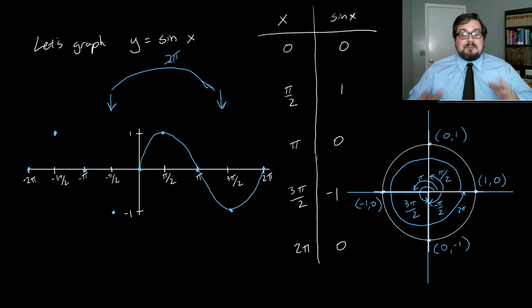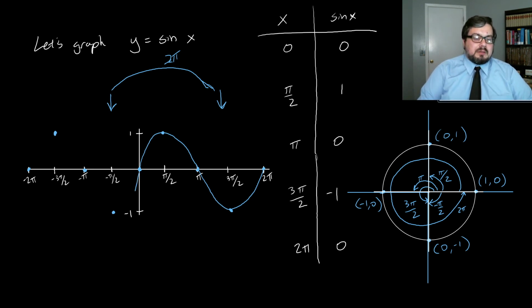So you'll see that if I just want to graph out a basic graph of sine, I can mark my x-axis with intervals of pi over 2, and then my graph starts at 0 at the origin and then goes up and then down and then down and then up and so forth and so on.